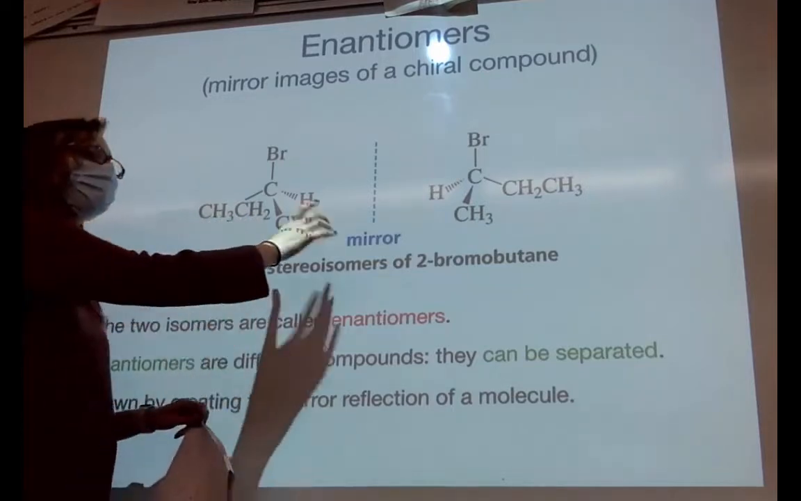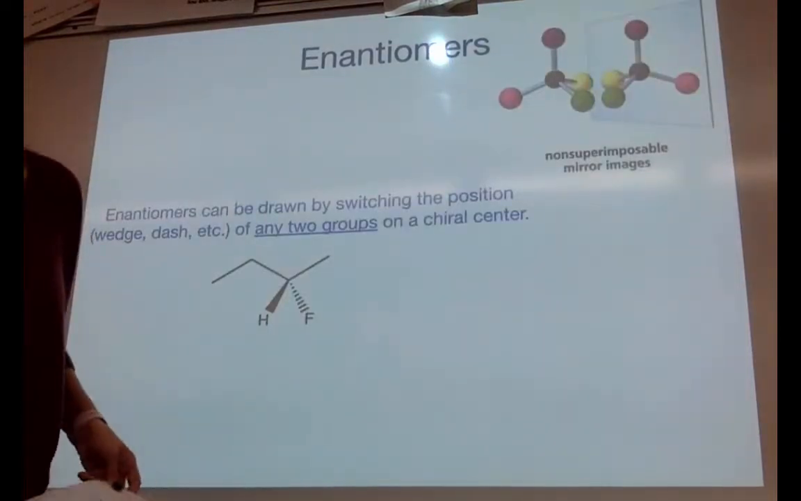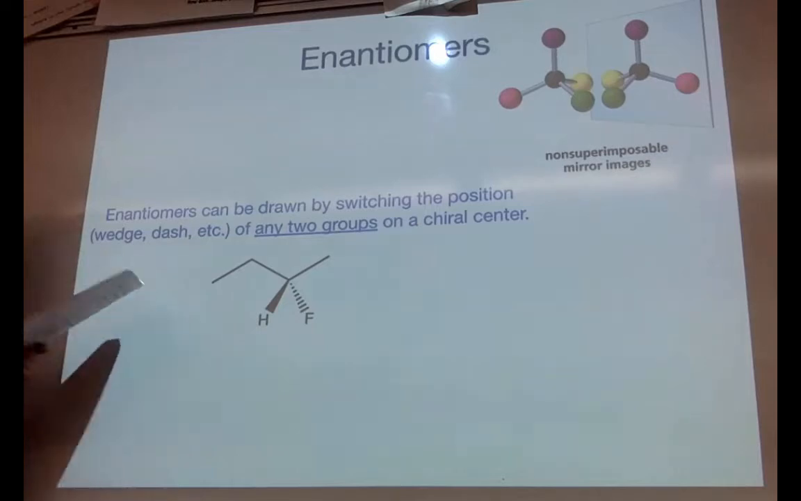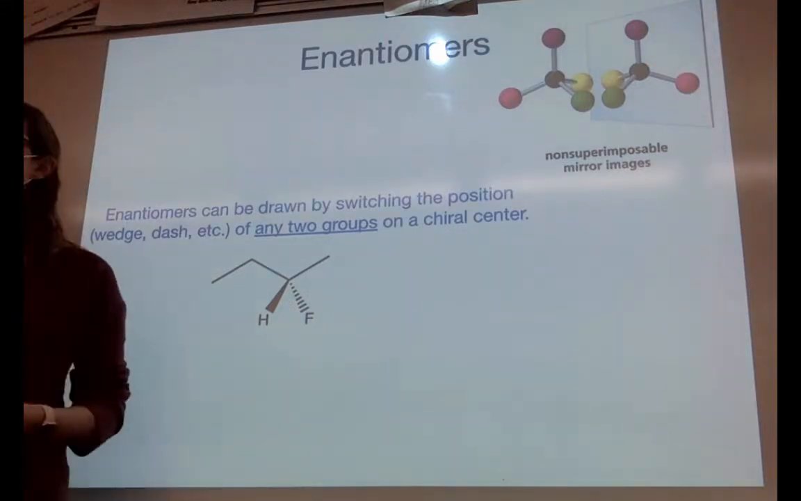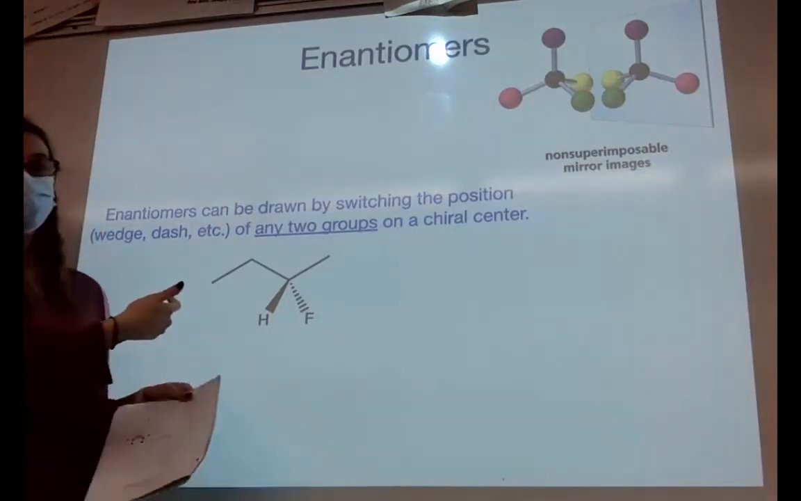But you can actually separate these, and we'll talk about racemic mixtures, which is when you have a mixture of these enantiomers. So this is a little trick for enantiomers. You can draw enantiomers by switching the two groups on a chiral center. What we mean by switching is taking the wedge and making it a dash, and taking the dash and making it a wedge. When you were doing that activity with the models, it had you switch the positions of two of the atoms.